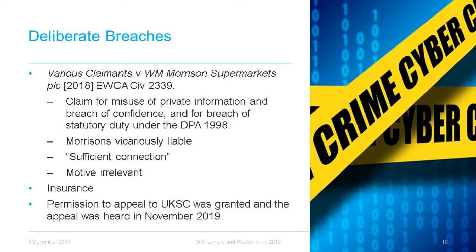Permission for Morrison's to appeal to the Supreme Court was granted in April, and the appeal was heard early last month, 6th and 7th November, and at the moment we're still waiting for the judgment. So, in order to mitigate or safeguard against this risk, close monitoring of staff performing tasks that involve the handling of large volumes of sensitive personal data will be key. USB sticks are an obvious risk area. Also, as the law currently stands, you should review and consider whether insurance policies are in fact wide enough to cover deliberate data breaches by an employee, something we'll return to in a minute.